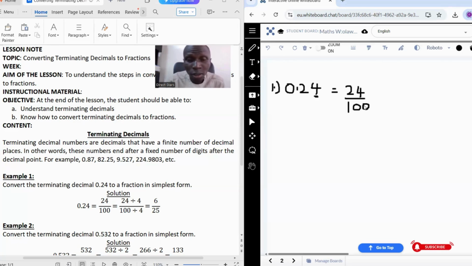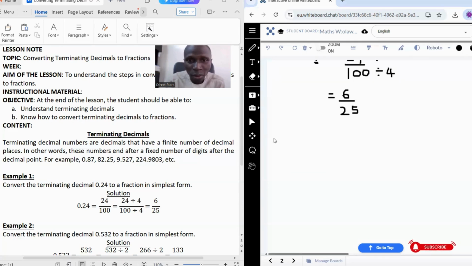And since we are asked to convert this to the simplest form, we can divide both the numerator and the denominator by 4. So 24 divided by 4, we're going to have 6. Then 100 divided by 4, we're going to have 25. So with this, the terminating decimal 0.24 has been converted to a fraction in the simplest form.